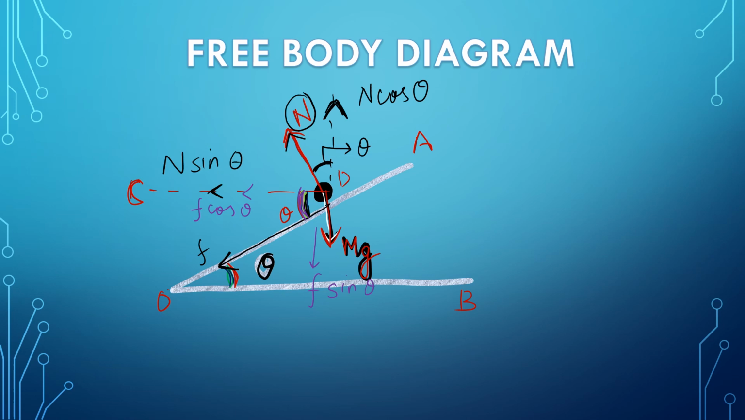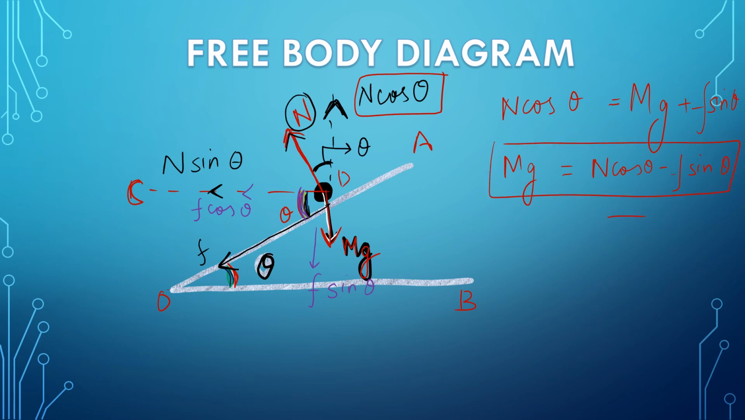Now the next step is to determine the forces in the vertical direction. So in the upward direction you have N cos theta, and because there is no net movement in the vertical direction, obviously all the forces are equal and opposite. Like the upward force is equal to the total downward force, which is nothing but mg plus F sine theta. So I would rearrange this equation, and I'm going to get mg equals N cos theta minus F sine theta. So let's just mark this as equation number 1.